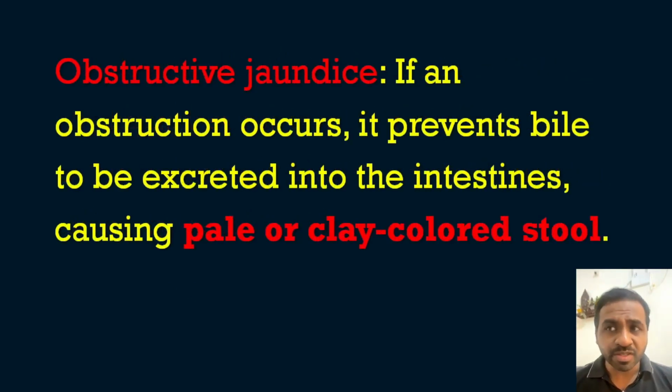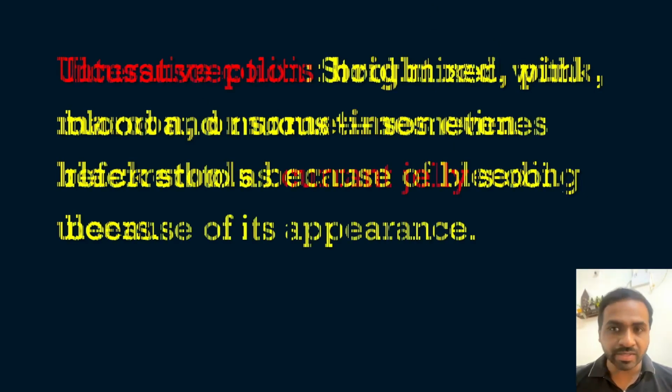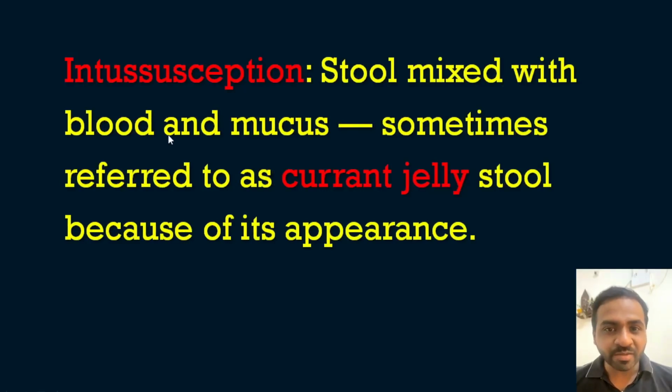Now the second option was obstructive jaundice. What is happening in obstructive jaundice? There is an obstruction that prevents the bile from being excreted into the intestine, and as a result the stool will be pale or clay colored. So pale or clay colored stool can be seen in obstructive jaundice. The third option was ulcerative colitis. Because of the bleeding ulcers, bright red, pink, maroon or sometimes even black stools can be seen in ulcerative colitis.